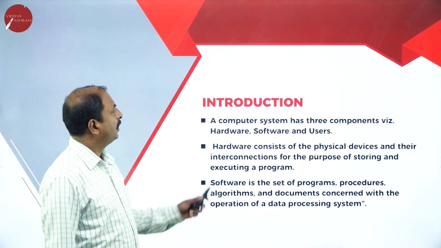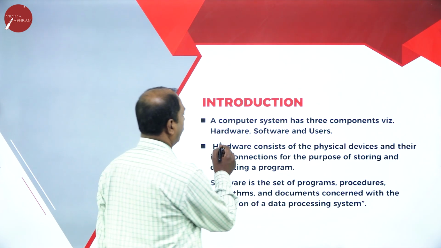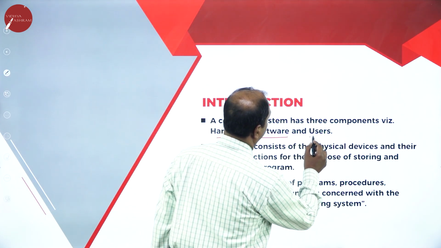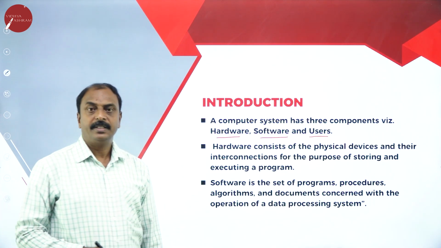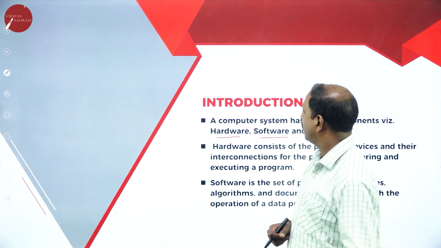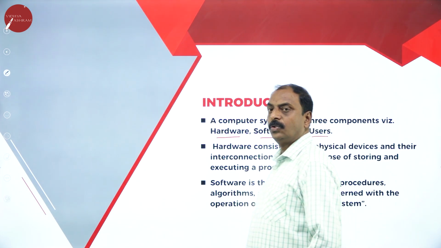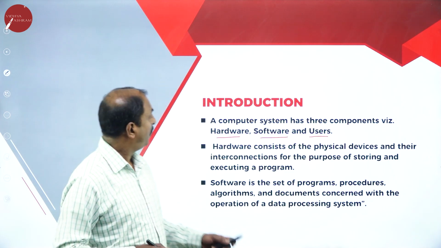First of all, a computer system has three components, that is hardware, software and users. So generally this computer system involves three components. They are hardware, software and users. All of you know the definition of hardware.